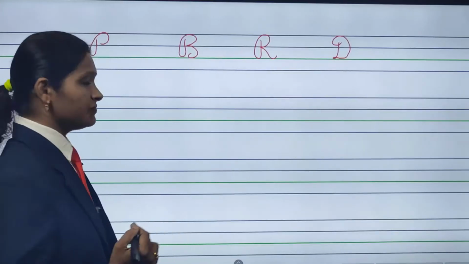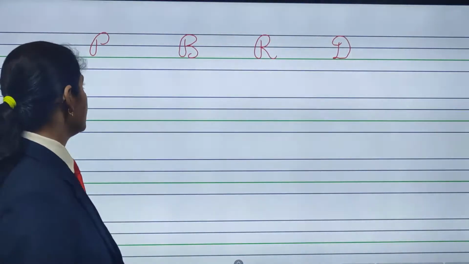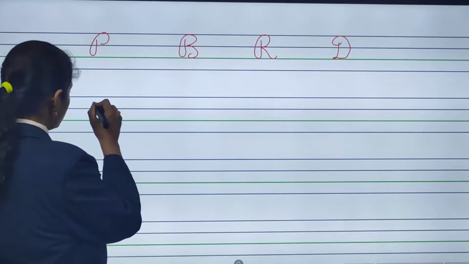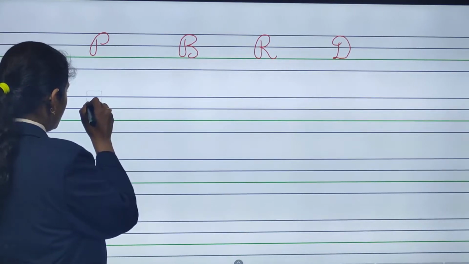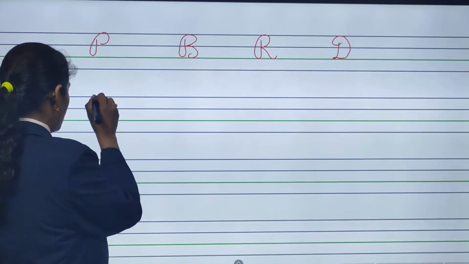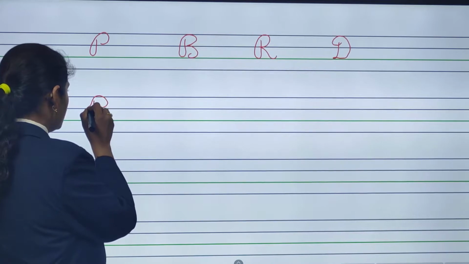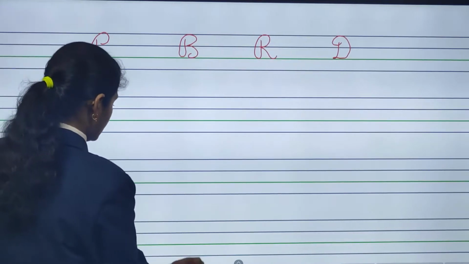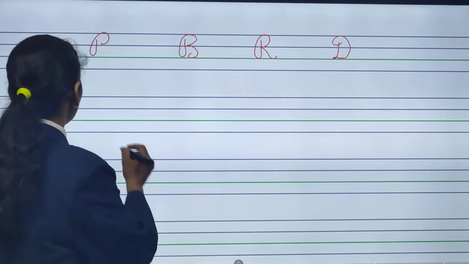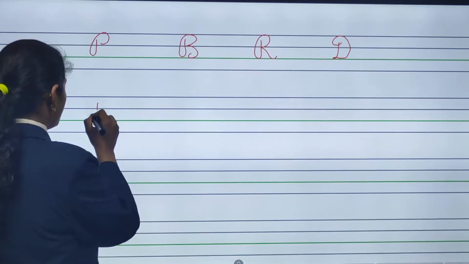Okay? So first we will learn to write capital cursive P. From where to start that? You have to start from here, middle of the line, then you have to take it up and do this way. Okay? This is capital cursive P. So you have to write it properly.